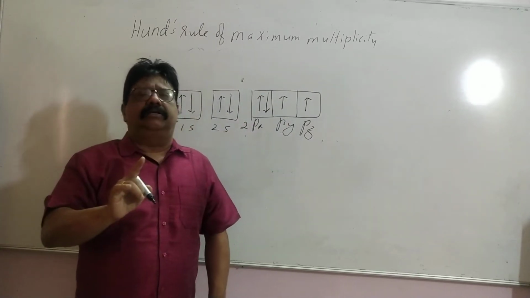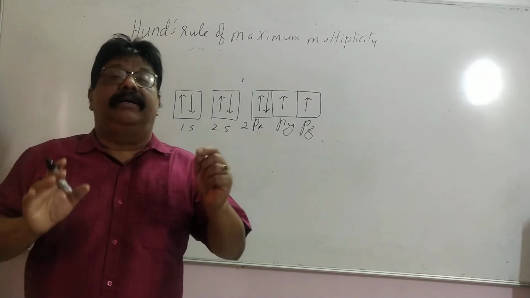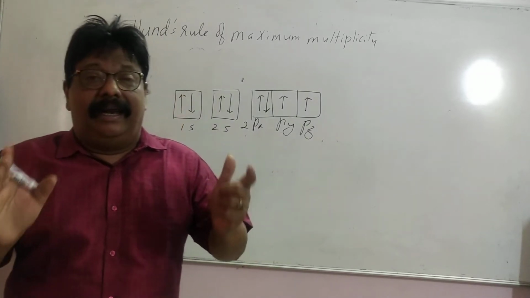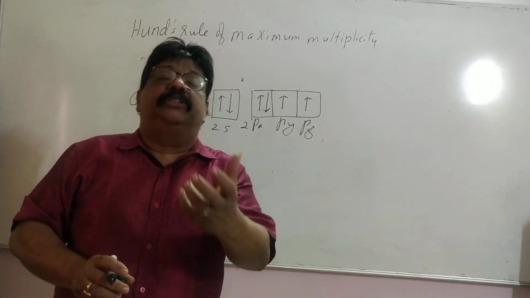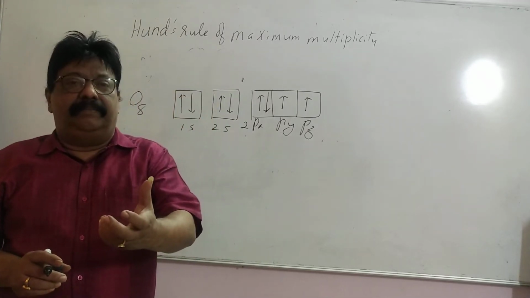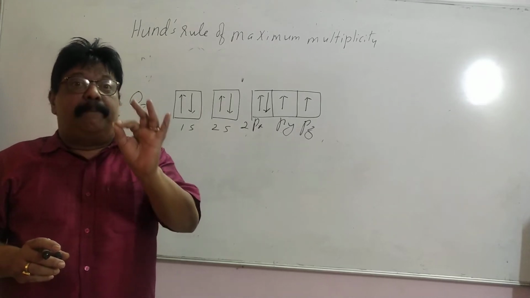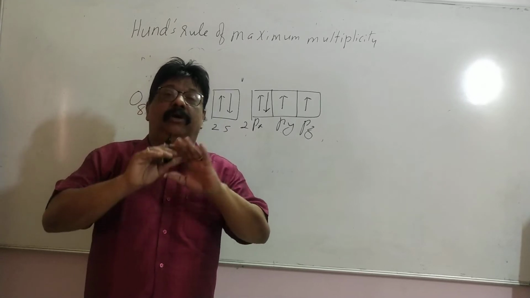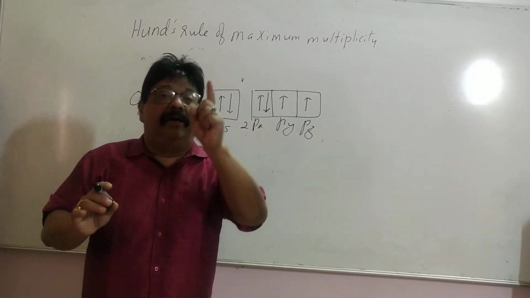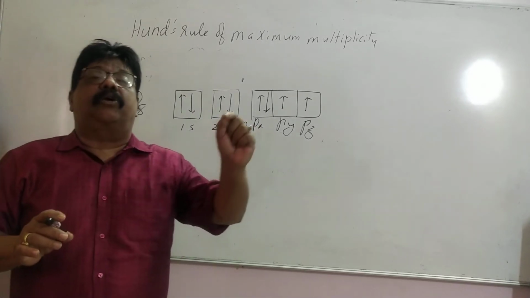Pairing will start only after each orbital gets 1 electron each according to Hund's rule. The first statement of Hund's rule says that pairing up of electrons in degenerate atomic orbitals is only possible after each orbital gets one electron each.